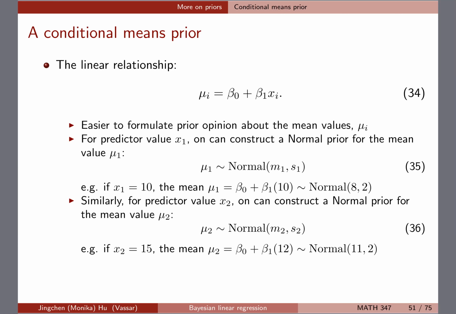So if you use this conditional means prior approach, you have to set two x values and then give the corresponding prior distribution, in this case two normals, to the two means. Then you can solve for beta 0 and beta 1. So this is indirectly giving priors to beta 0 and beta 1. You specify your prior on the expected outcome, given a particular x value.